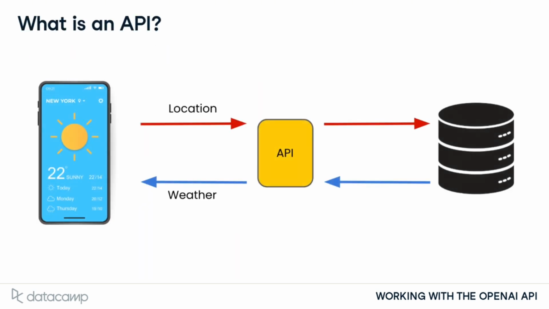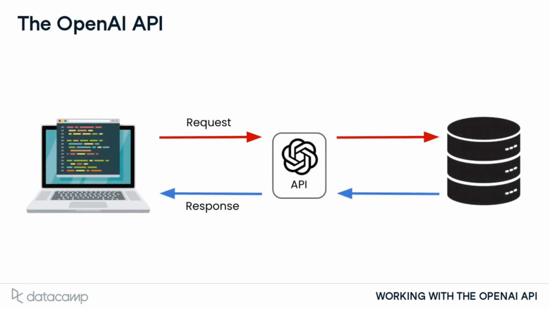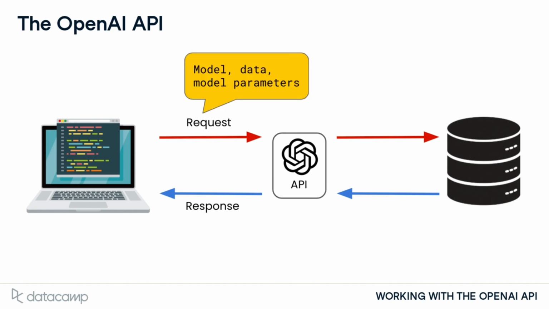Many applications interact using APIs. For example, a mobile weather app may send our location to an API and request the local weather forecast, which is returned back to our phones. Similarly, we can write code to interact with the OpenAI API and request the use of one of their models. Our request in this case will specify which model we want, the data for the model to use, and any other parameters to customize the model's behavior. The response, containing the model result, is then returned.